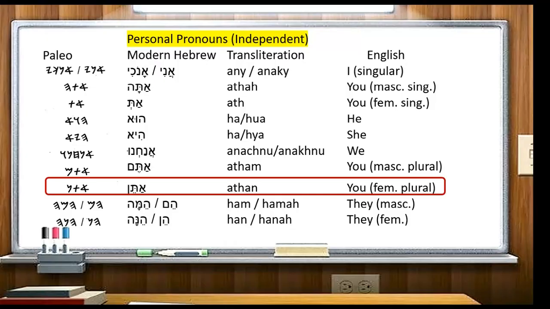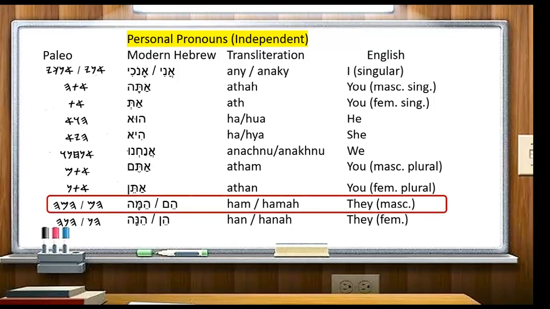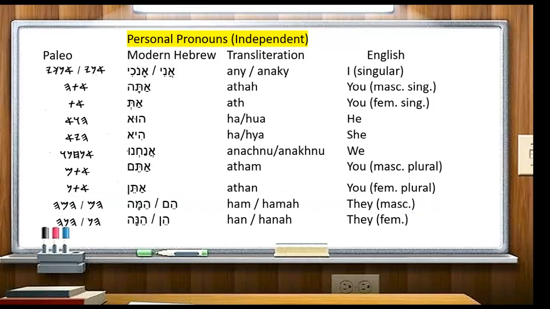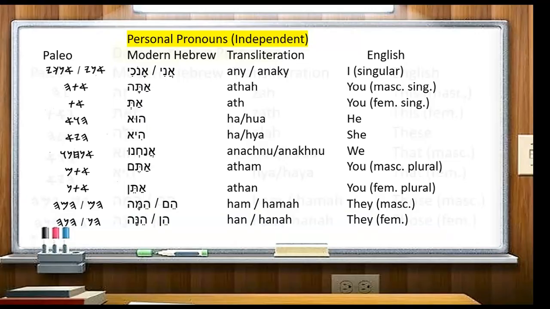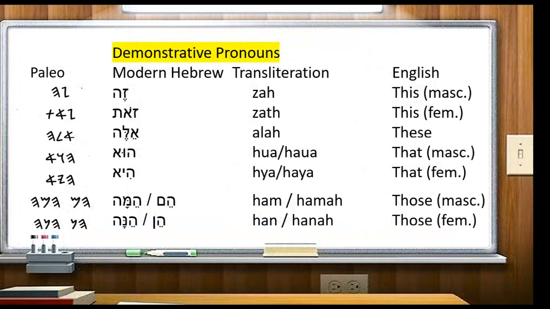So the masculine always takes precedence. Same for they, a group of males: ham or hama. They, a group of females: han or hana. And if the group has a mixture, then the masculine takes precedence: ham or hama. Okay? Let's move along. Then we have our demonstrative pronouns.